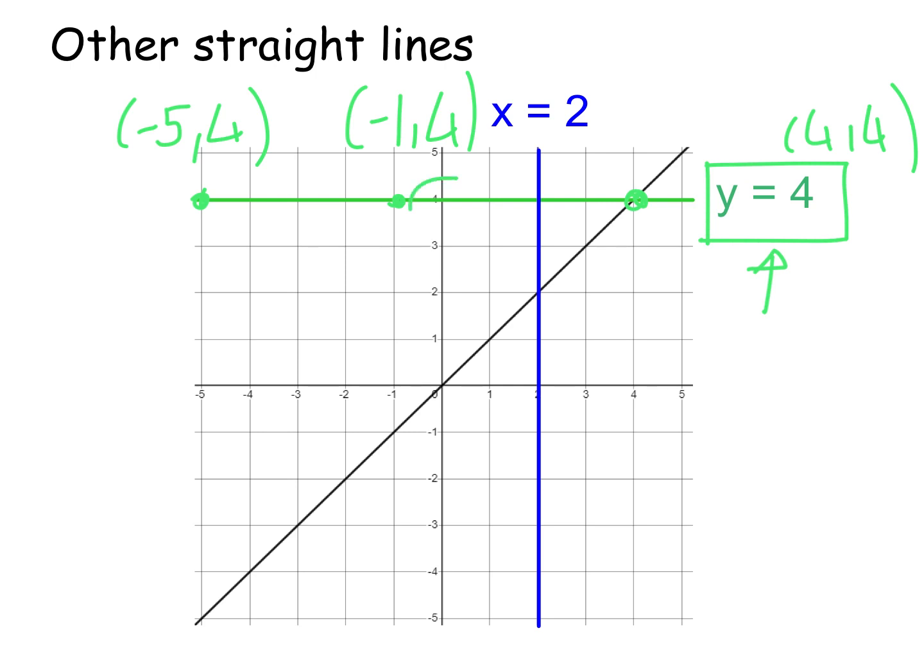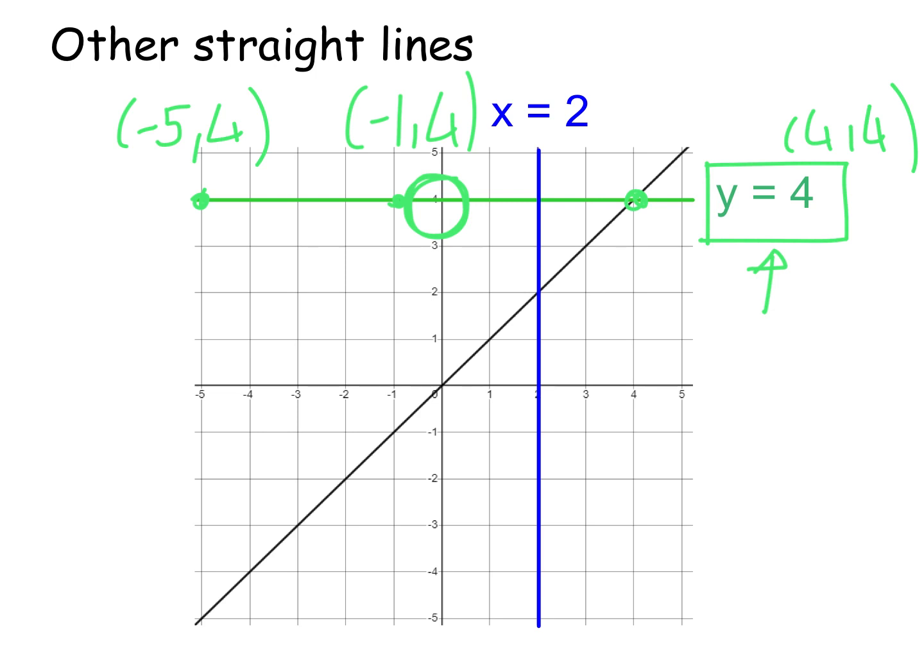Also, it's worth noticing, look at the number it goes through on the y-axis. It goes through number 4 on the y-axis, so y is always 4. Similarly, there's no gradient to this one, so 0 gradient means you would have 0x, so that's why there's no x term. It's just simply y equals 4, your y-intercept number.